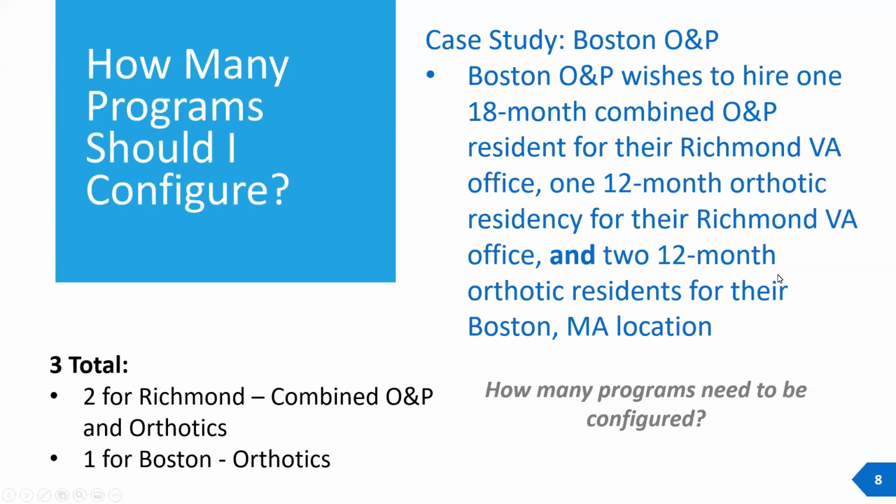It's actually going to be 3 total. So for Richmond, you need to have 2 programs because a combined residency and orthotic residency are 2 different program types. So you need to advertise each separately.